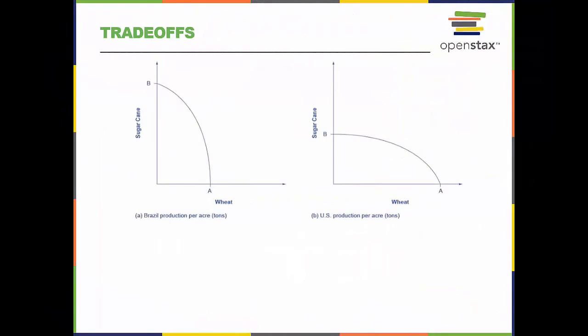The U.S. production possibilities frontier is flatter than the Brazil production possibilities frontier, implying that the opportunity cost of wheat in terms of sugarcane is lower in the U.S. than in Brazil. Conversely, the opportunity cost of sugarcane is lower in Brazil. The U.S. has a comparative advantage in wheat, and Brazil has a comparative advantage in sugarcane.